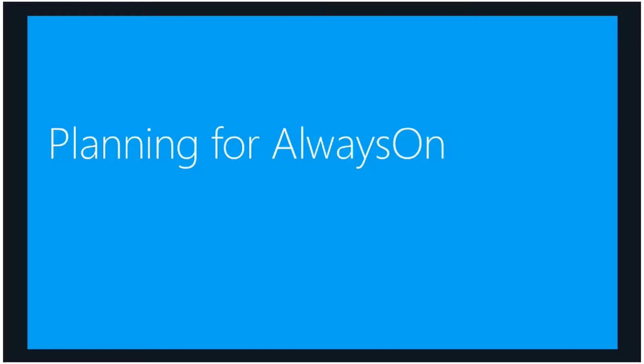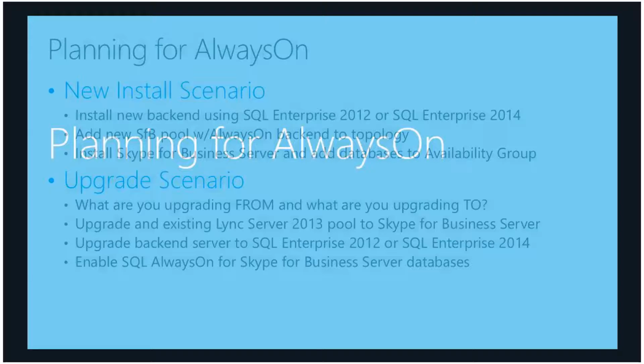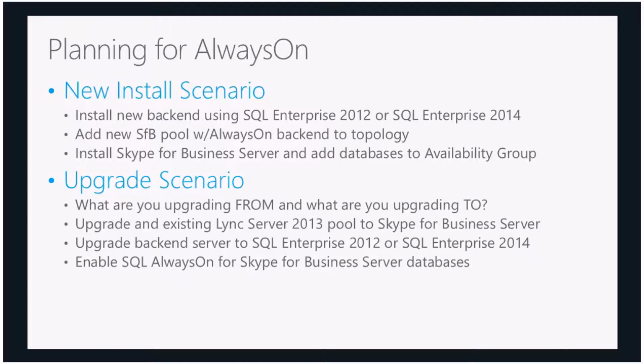All right, let's talk about planning for the Always On solution. There's a couple different instances or scenarios where we can deploy Always On. You can deploy it as a new installation. So in other words, you're deploying a brand new SQL database, and you're installing this using, again, SQL Enterprise 2012 or SQL Enterprise 2014. You add a brand new Skype for Business pool with the Always On backend to the topology, and then you install Skype for Business Server and add those databases to your availability group.